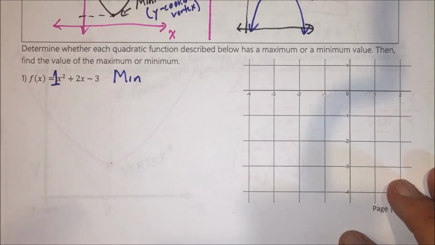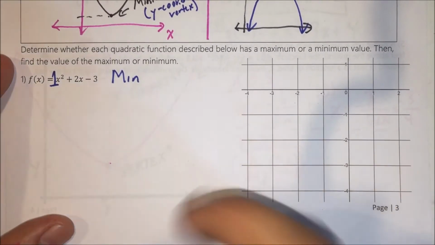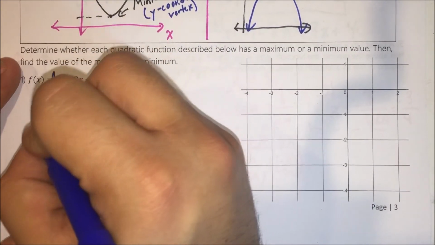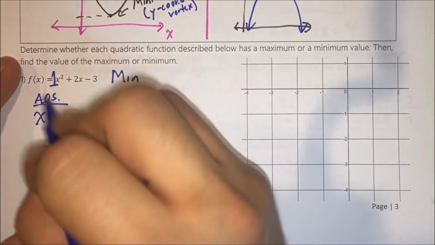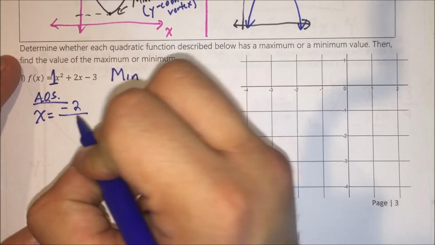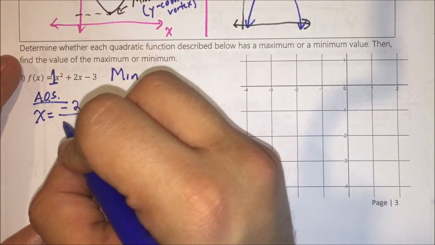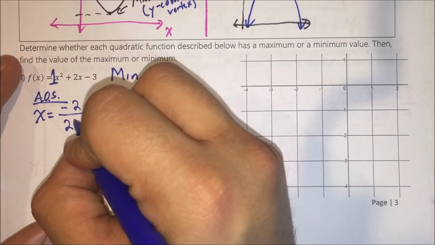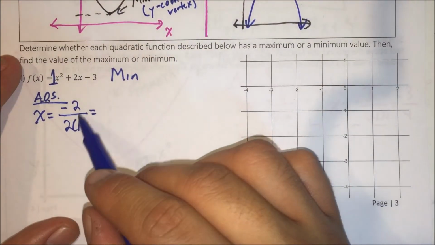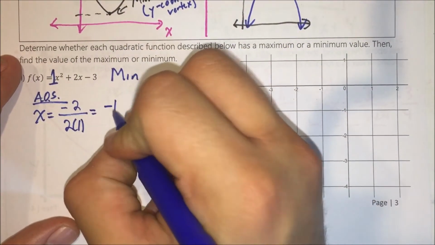So how do we find the value of this maximum or minimum? Well, first of all, let's use our axis of symmetry formula to get the x-coordinate of the vertex. That's going to be negative b over 2a. The negative is built into the formula. That's where it comes from. Then we say 2 times 1, which is the number in front of the x squared. Negative 2 divided by 2 is just going to give us negative 1.